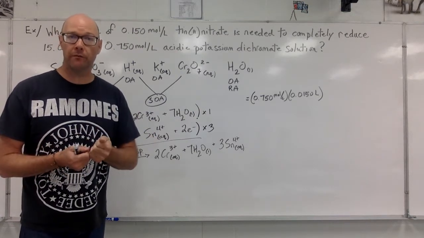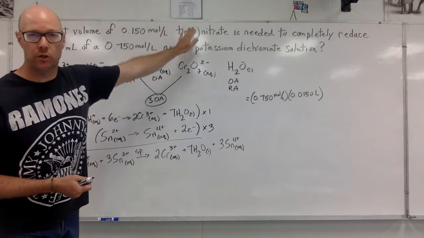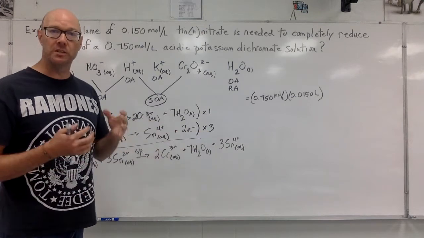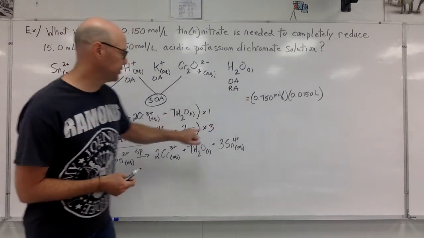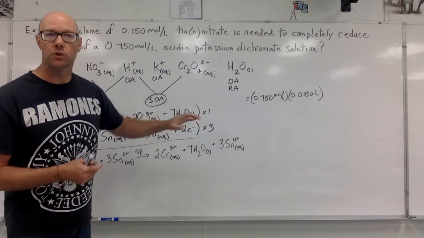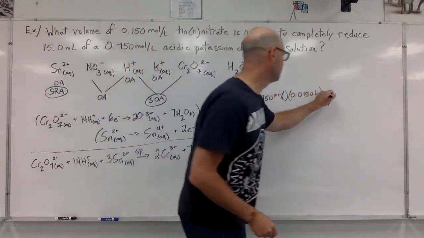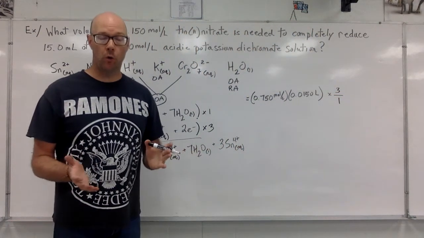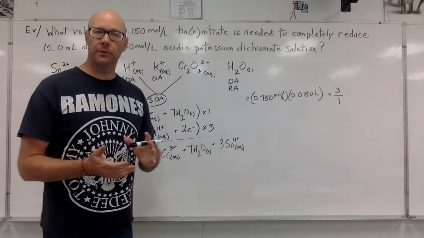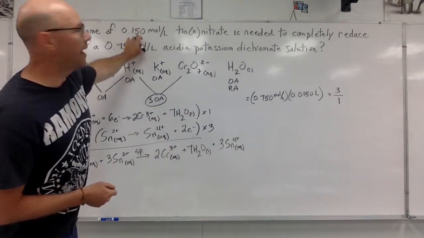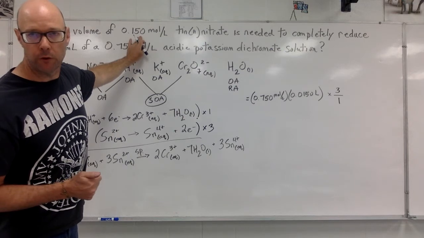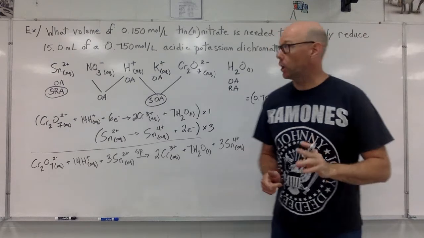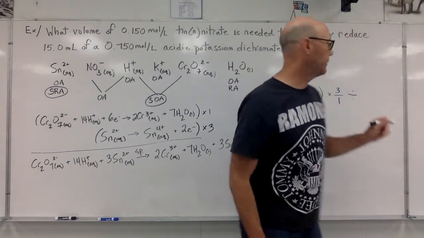So what's required for us here is the volume of tin 2 nitrate. We're looking for something about the tin, which was a 3. That's required. What was given to us were these values that go along with the acidic dichromate. So here are R over G. Is 3 over 1. Our final step is to divide by the concentration because we're looking for the volume. So here we're going to divide by the concentration, which was 0.150 moles.